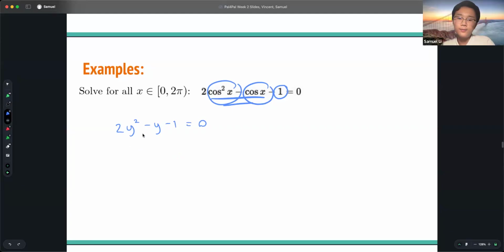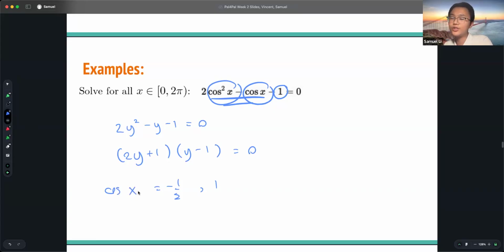Okay, so the trick behind this question is that you can factor. I'm sure everyone here knows how to factor, or if you don't, you could use the quadratic formula just the same. Right here, what I've done is replace cosine x with y. And when we replace this back, cosine of x is either equal to -1/2 or 1.